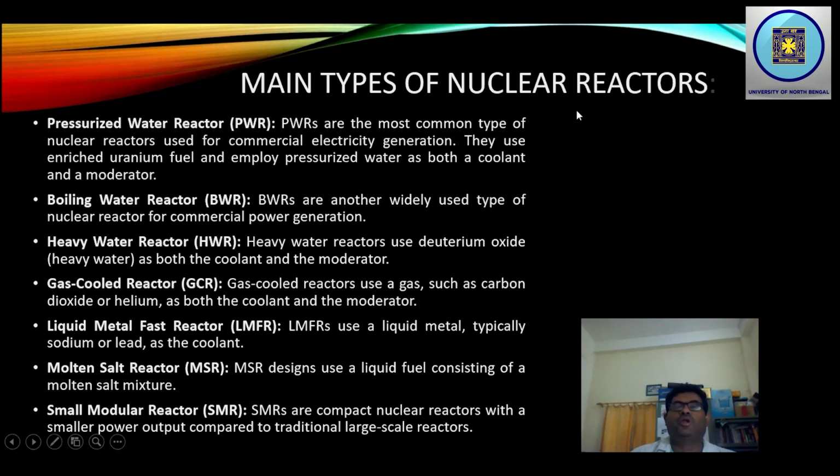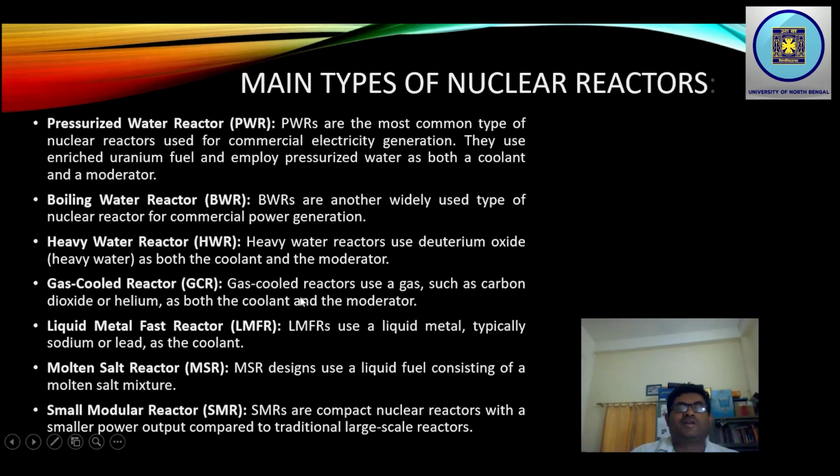Now, main types of nuclear reactors. Pressurized water reactors, also called PWR, are the most common type of nuclear reactor used for commercial electricity generation. They use enriched uranium fuel and employ pressurized water as both coolant and moderator. Boiling water reactors are another widely used type for commercial power generation. Heavy water reactors use deuterium oxide as both the coolant and the moderator.